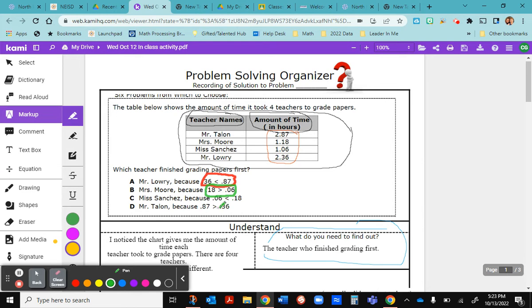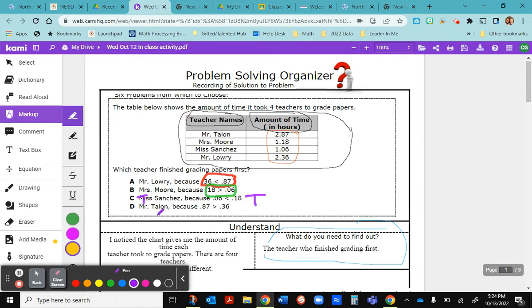Let's look at Miss Sanchez then. Miss Sanchez finished first because 600ths is less than 1800ths. Ooh, yes. Because she had less time, Miss Sanchez then is the winner. So I'm going to do a big circle. I'm going to change the color of my pen and put true statement, true, because this is true. That makes this statement true.